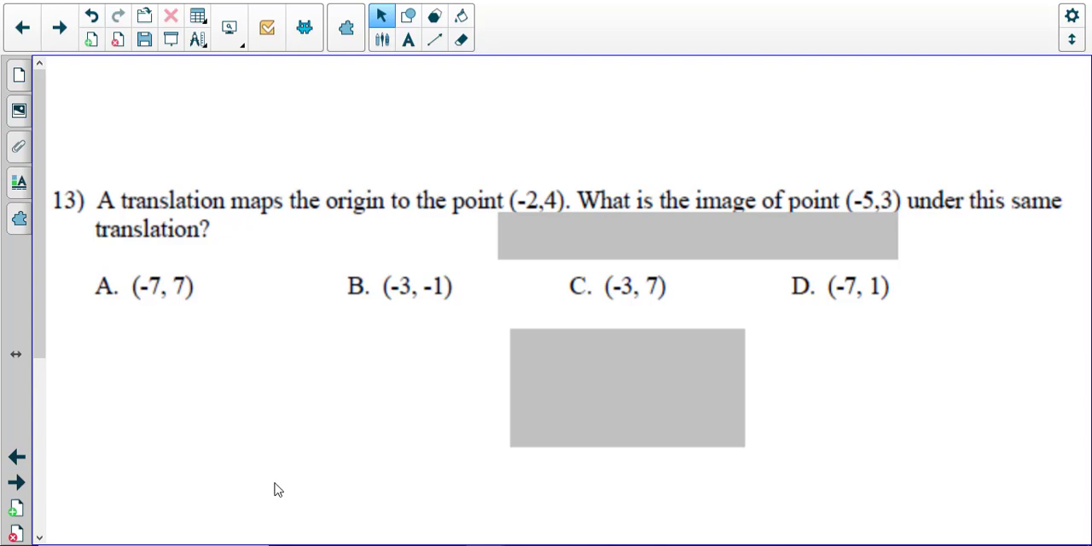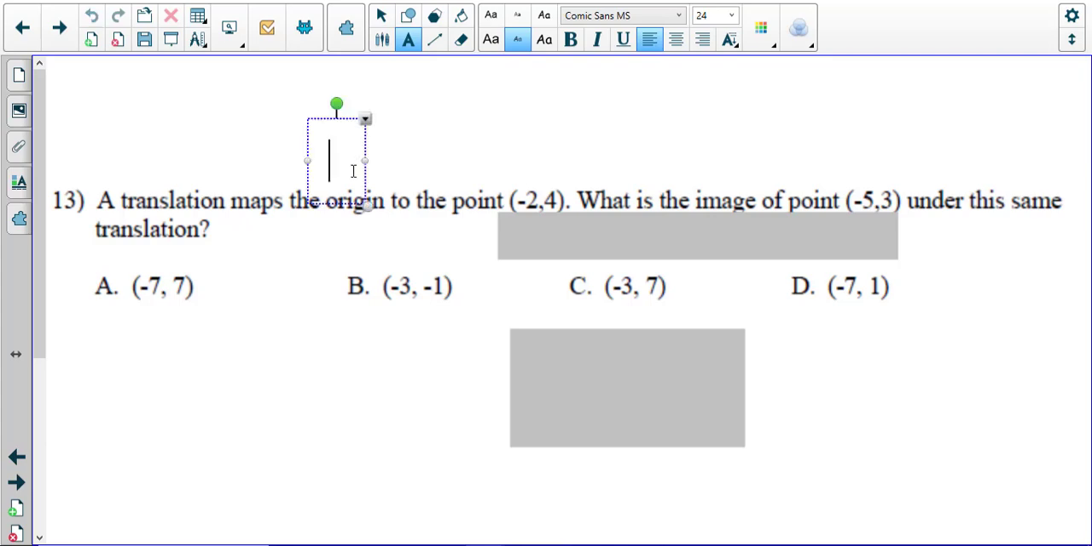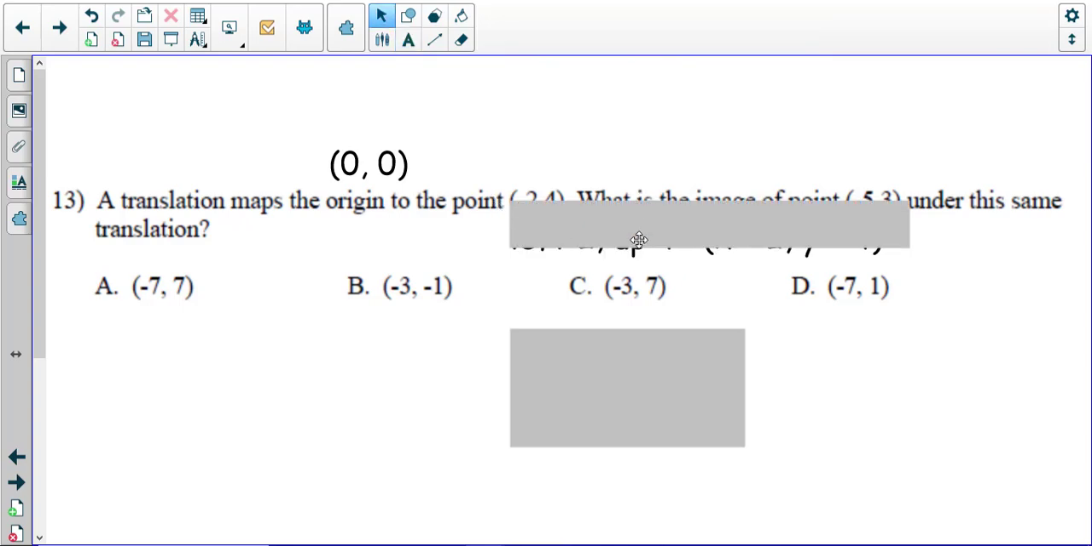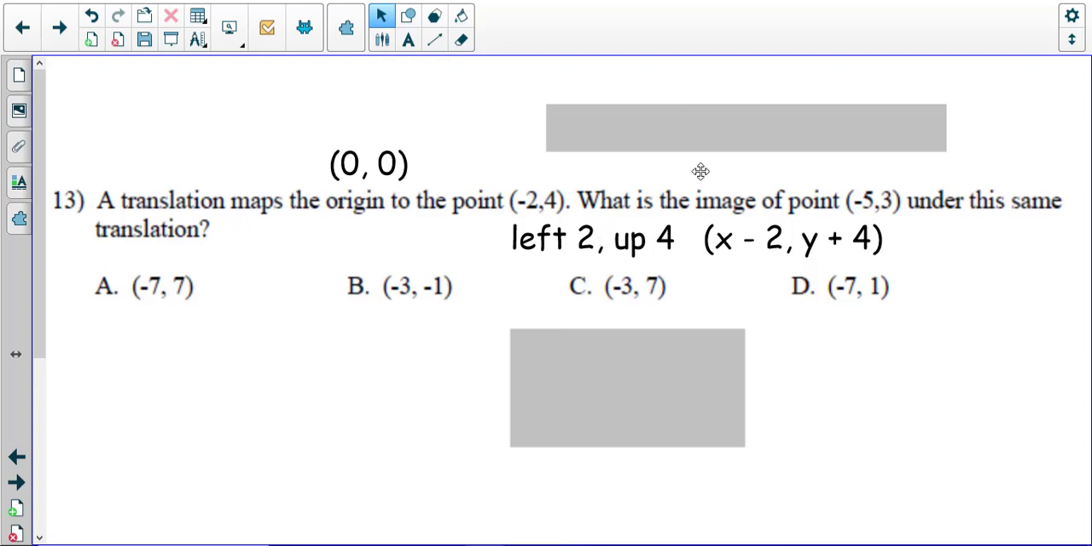Number 13 says a translation maps the origin, which is (0, 0), to the point (-2, 4). So again, origin is (0, 0). What that means is that we went left 2 units and up 4 units. So that's how we can describe that translation. Left 2 and up 4 to get to (-2, 4). We can also describe that as x minus 2 and y plus 4.